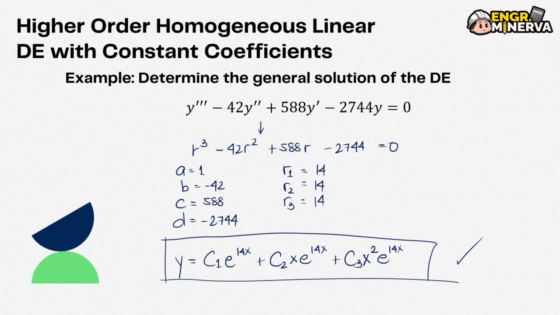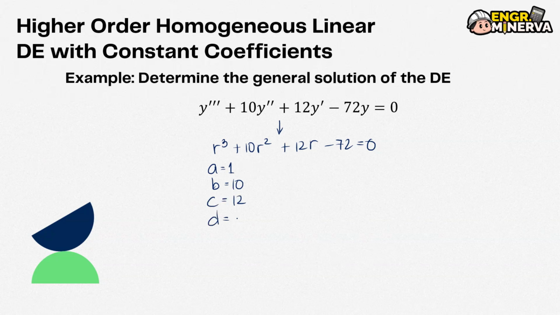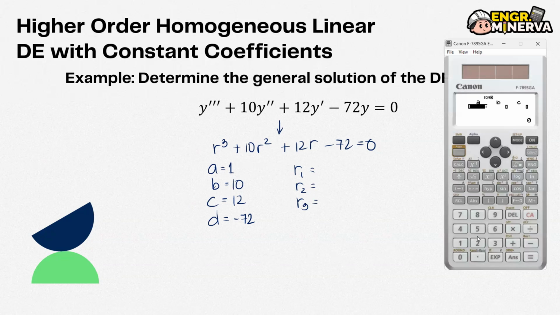Okay, next. We have this one. Get the characteristic equation. That would be r cubed plus 10r squared plus 12r minus 72 equals 0. So the value of A is 1. The value of B is 10. The value of C is 12. And the value of D is -72. What would be the value of the 3 roots? 1, 10, 12, -72. 2 and -6.